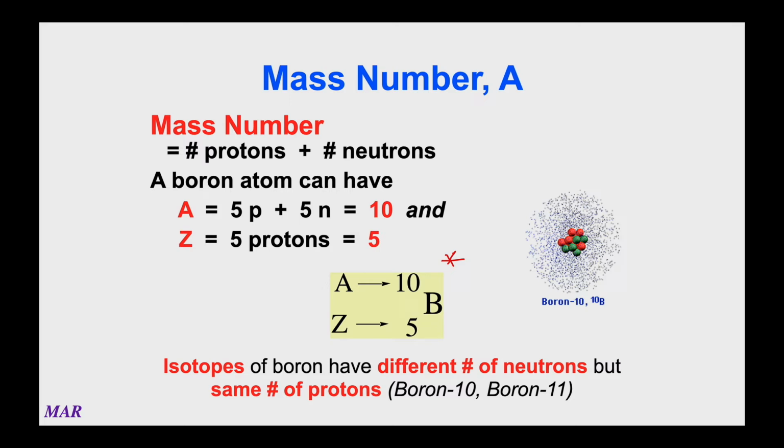Now, if you had, instead of 5 neutrons, you had 6 neutrons in boron, you'd still have 5 protons plus 6 neutrons, you'd have a mass number of 11. So boron 11, which is also referenced right here, is just another isotope of boron. And you would write a boron 11 with a superscript 11 instead of 10. The atomic number is still 5. The symbol is still B. So this is how you would write different isotopes.